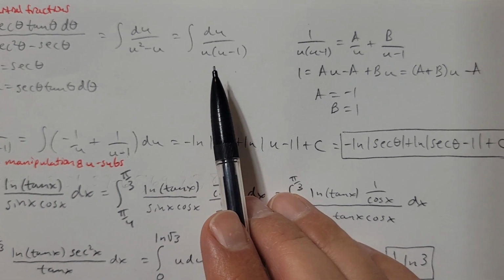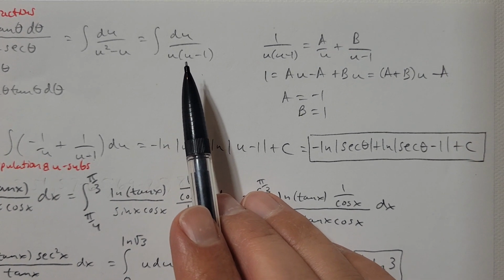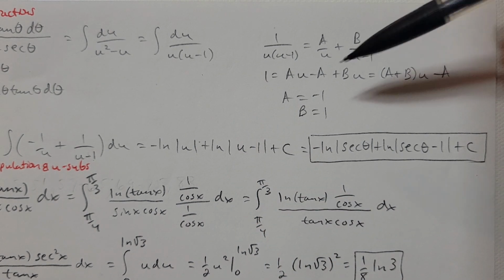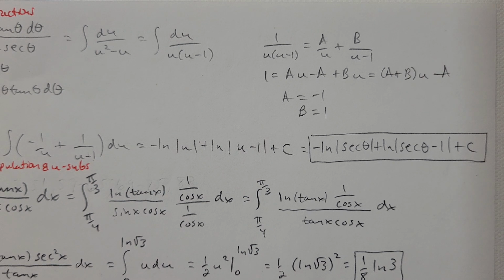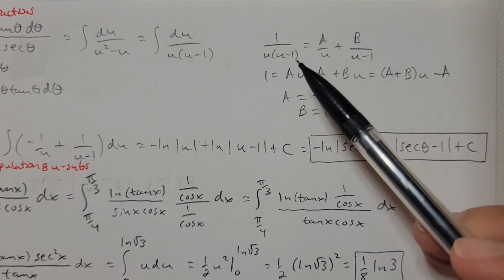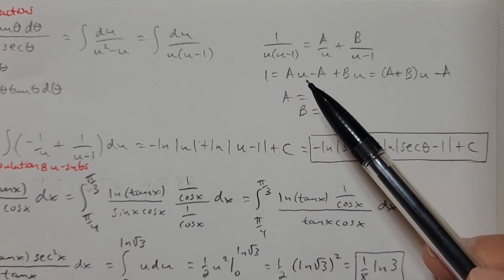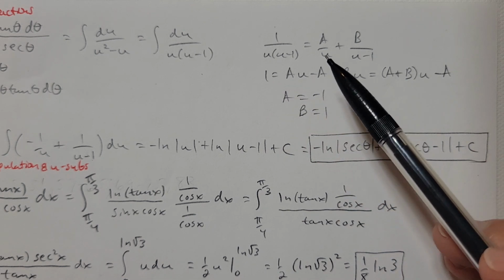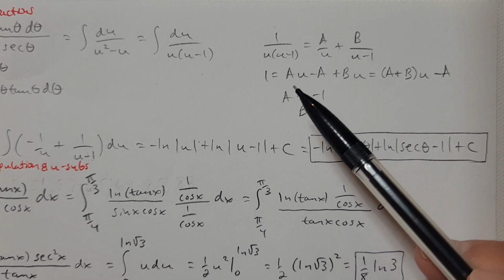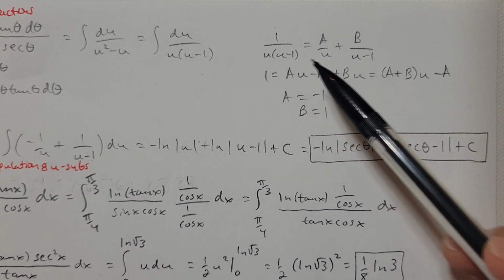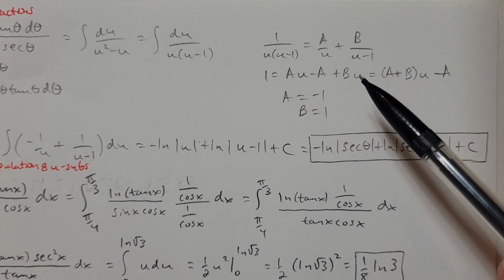We'll need partial fractions for this problem. So 1 divided by u times u minus 1. Both those are linear factors, so that's going to be equal to a over u plus b over u minus 1. And then if I multiply both sides of this equation by u times u minus 1, I'll have 1 equals a times u minus 1, that's au minus a, plus b times u.